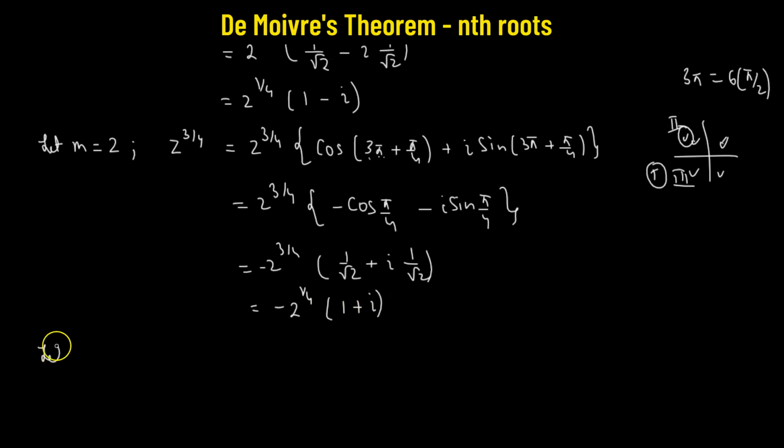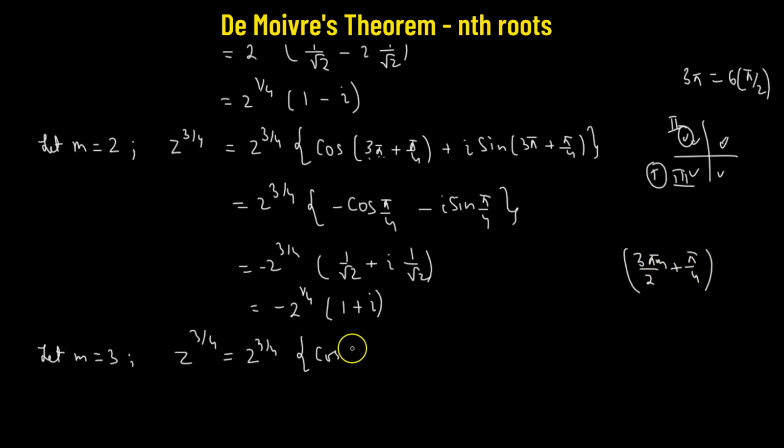And finally, we'll consider m equals 3. So this is going to give us z raised to the power of 3 over 4 equals 2 raised to the power of 3 over 4 multiplied by cosine of, so we had 3 pi m over 2 plus pi over 4. That was the argument of our cosine function. If we substitute m with 3, we will get 9 pi over 2 plus pi over 4 plus iota times sine of 9 pi over 2 plus pi over 4.